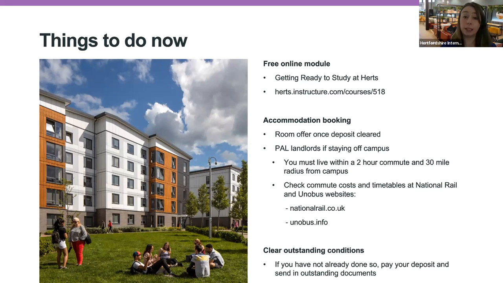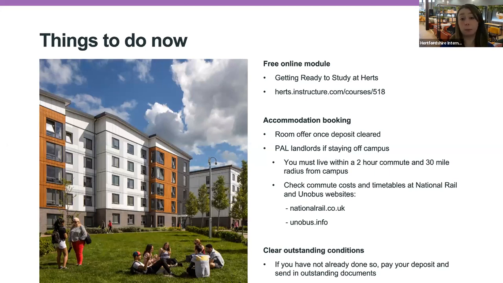Now, that is the maximum. I would always recommend you live within walking distance because that means that you're not going to have to pay your commute cost, and all the resources like the LRC, the support teams on campus, you've just got a lot easier access to them on your doorstep as well. So if you do need to live off campus, look at the Hatfield area.